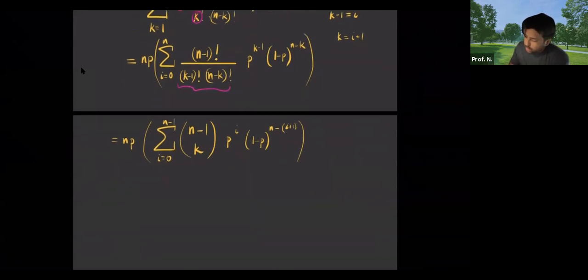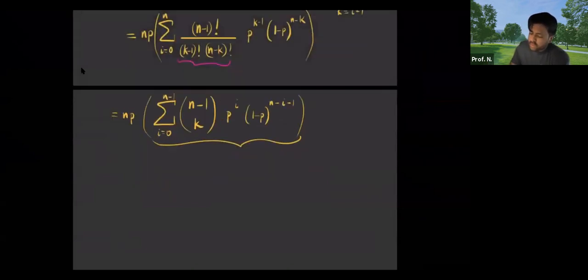Now the idea, what's the whole idea behind this? The whole idea is that this here is the binomial, you're summing up the probabilities of a binomial random variable with n minus 1 values. So this here is actually applying the binomial theorem. This is p plus 1 minus p to the n minus 1 power.